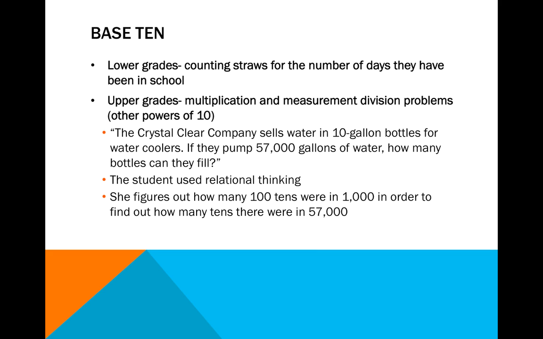and measurement division problems. For these types of problems, there are not 10 in a group, but rather positive powers of 10. For example, the Crystal Clear Company sells water in 10-gallon bottles for water coolers. If they pump 57,000 gallons of water, how many bottles can they fill? These types of problems, like explained in other chapters of this book, give the students a chance to use relational thinking in order to solve, as well as discuss their strategies with their friends.